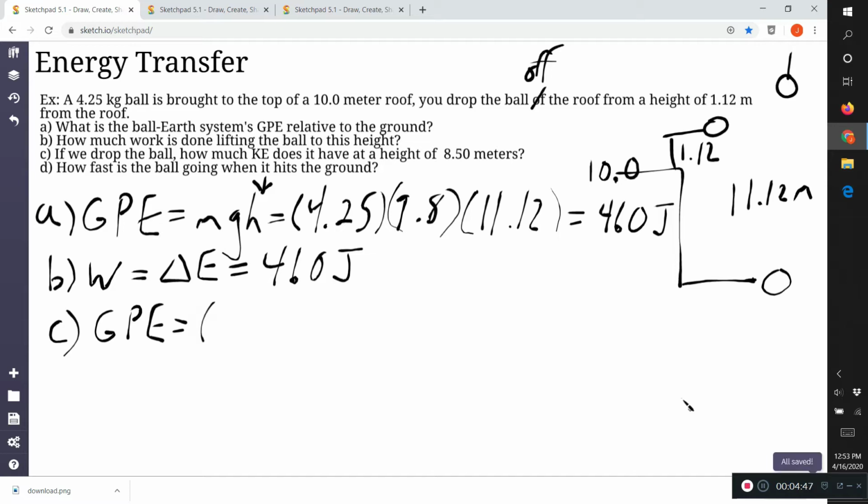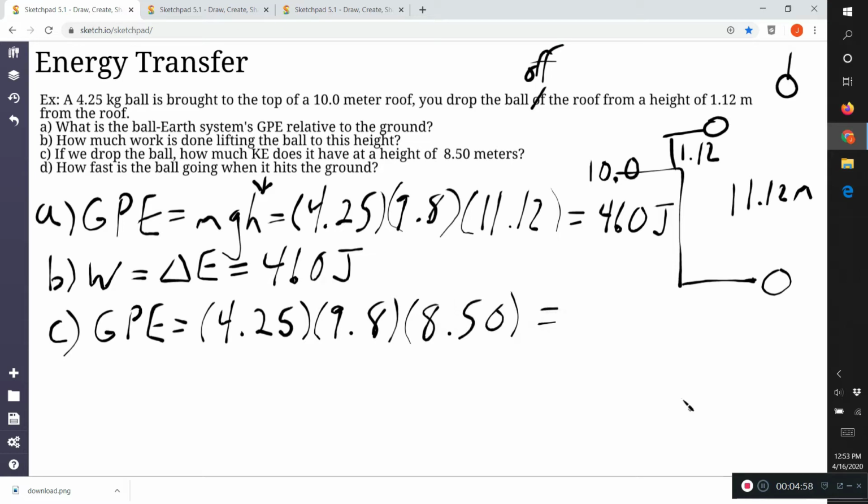So the GPE at that point: the mass has not changed. The gravitational constant is still 9.8. But now we're at a different height. We're at the height of 8.50 meters. And we do our math there, and we get about 354.025. So I'll call it 350 for now. We're going to need to not use that though. Remember, we have rounded versions here. We're going to use the non-rounded in a second. So 350 joules at that point.